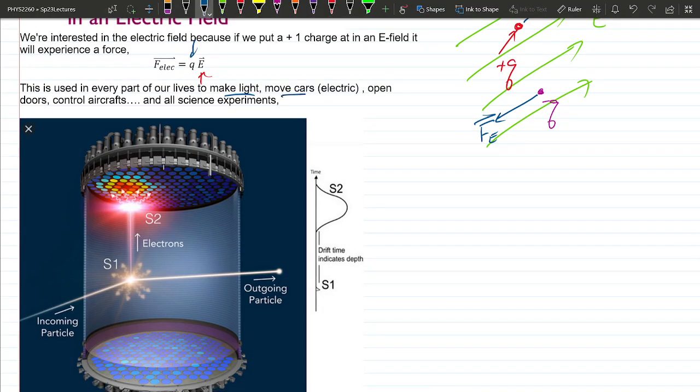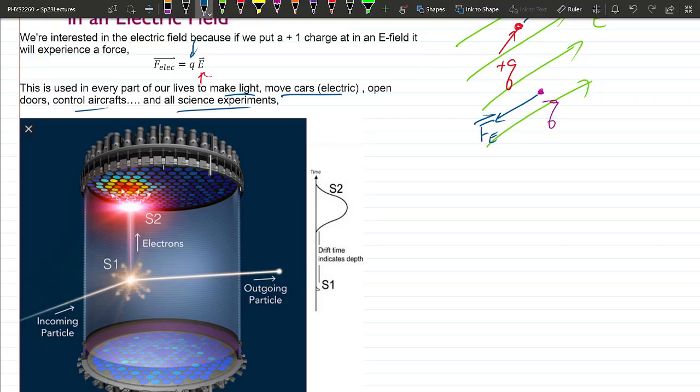To move cars, if you have an electric car, that also works on the principle of electric field. These doors over here also work on the principle of electric field. Actually, it's probably a magnetic field that they use. It's probably more efficient. But on the same idea, you can use electric field to attract a piece of charged thing to it, and that allows you to open or close doors. It also controls aircraft.